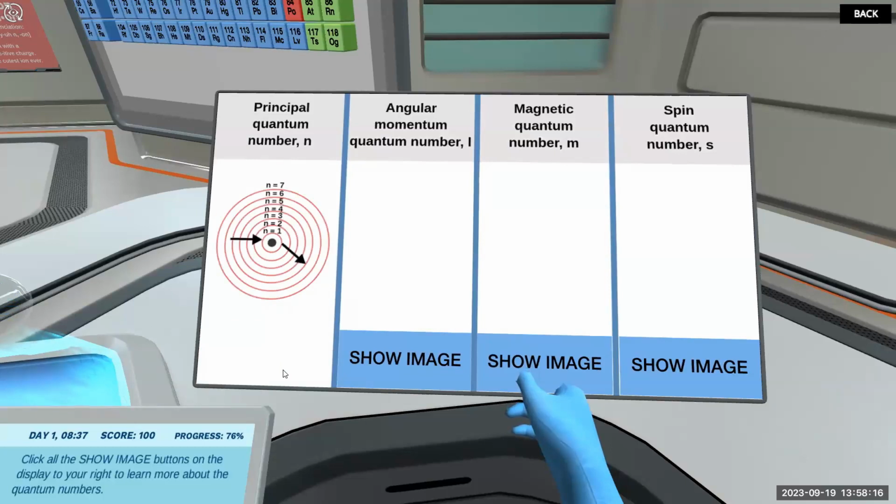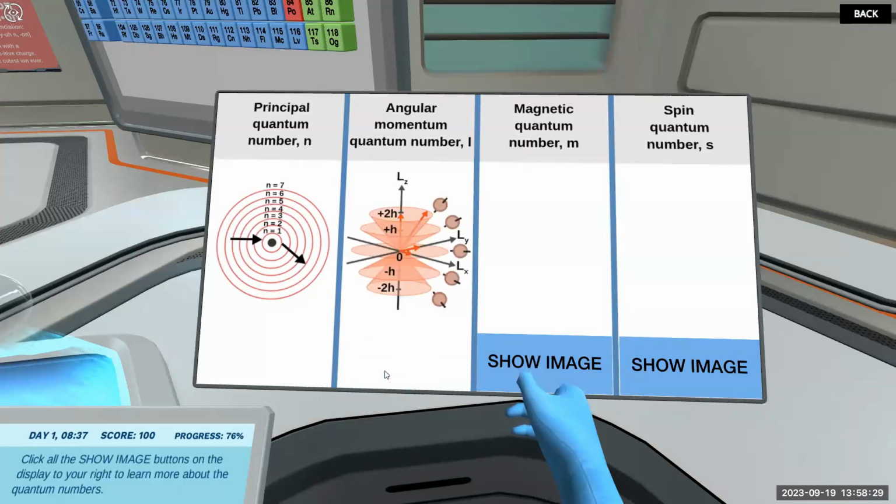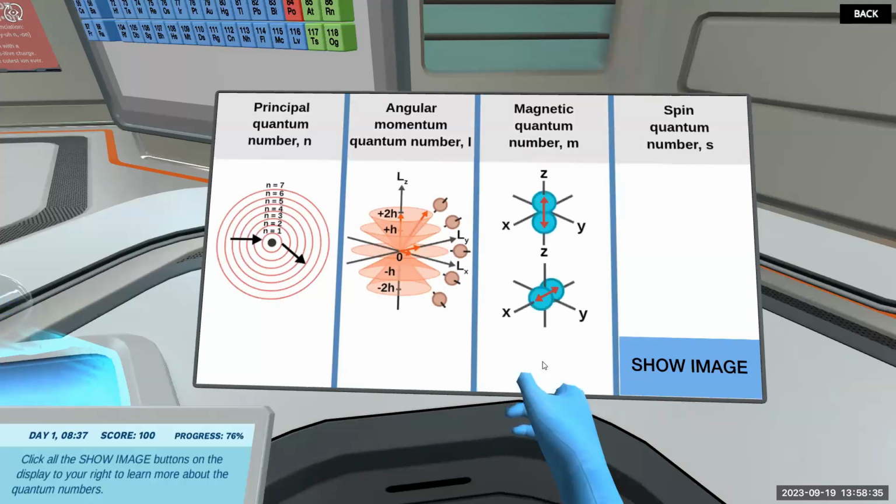The principal quantum number describes how much energy an electron needs to emit or absorb to change shells, which is a more complicated way to describe the orbitals you already know. The angular momentum number describes the shape of an orbital of an electron. The magnetic quantum number describes how the electron orbitals are oriented in space.